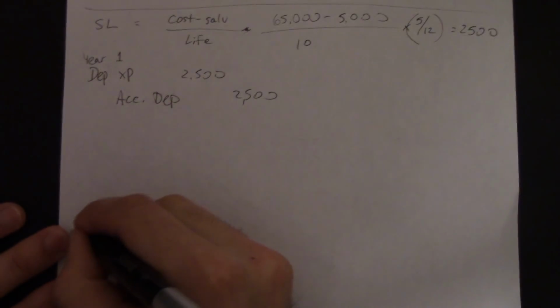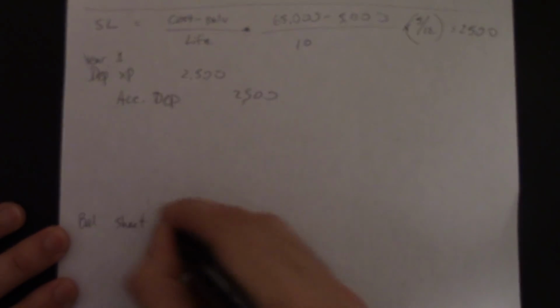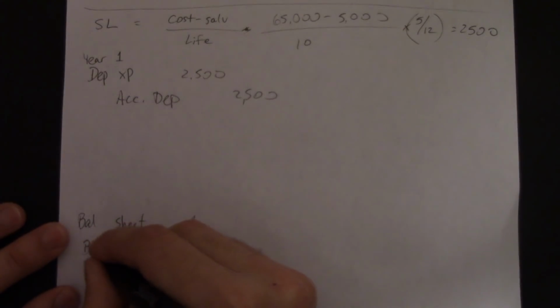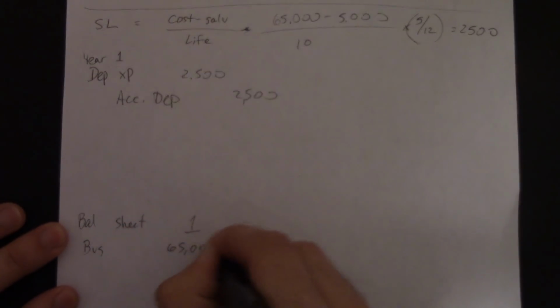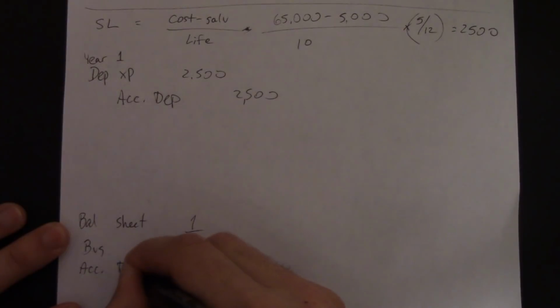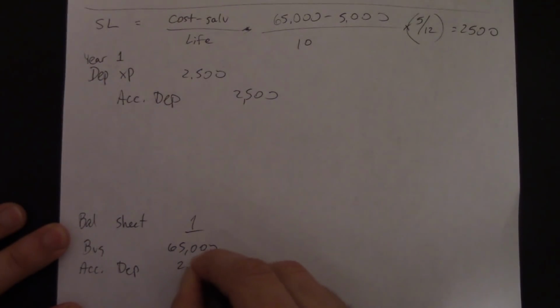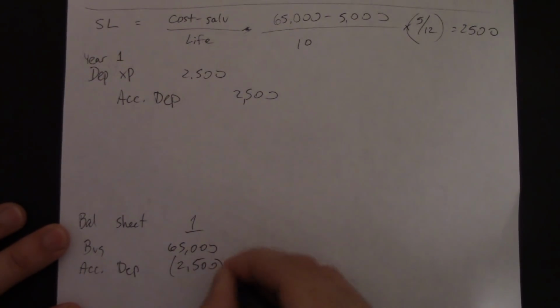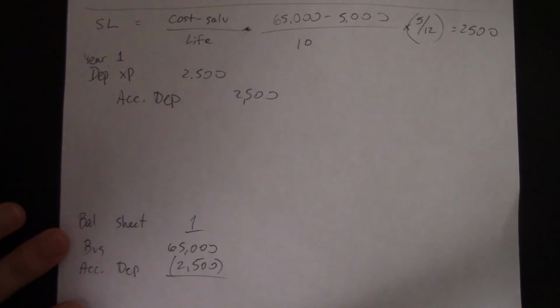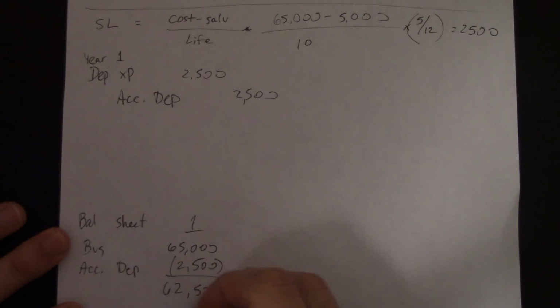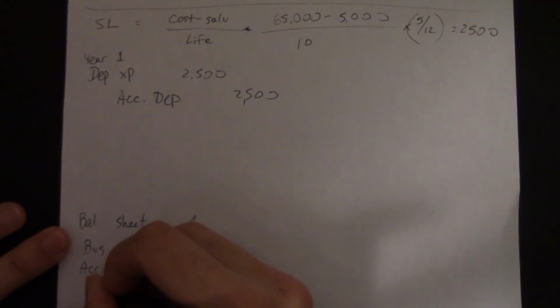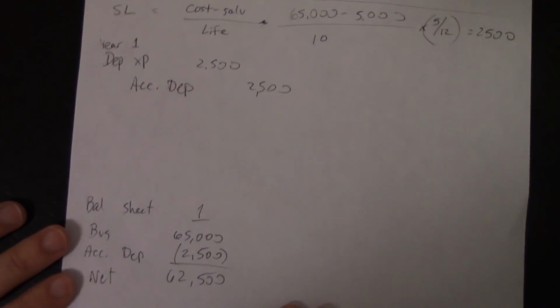So again, we can make a balance sheet. For year 1, the bus is 65,000. The accumulated depreciation in year 1 is 2,500. Subtract that from the value of the bus, and you'll get 62,500 as your net book value.